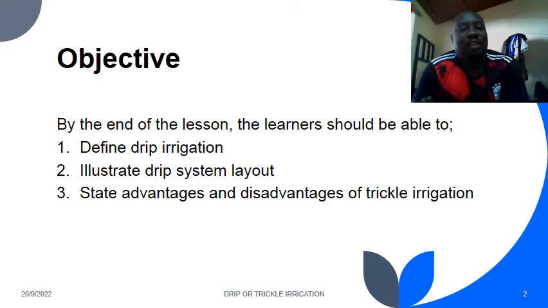The objective of today's lesson is that by the end of the lesson, the learner should be able to define drip irrigation, illustrate drip system layout, and state advantages and disadvantages of trickle irrigation.